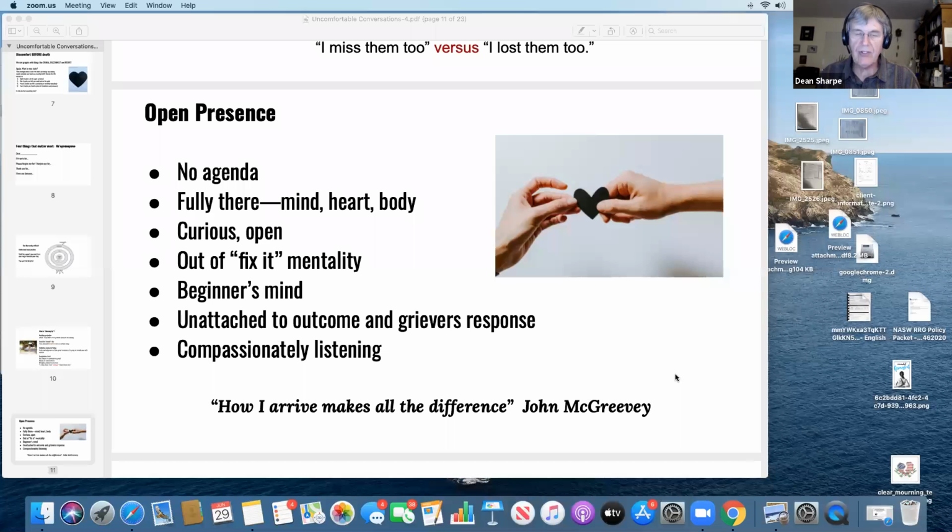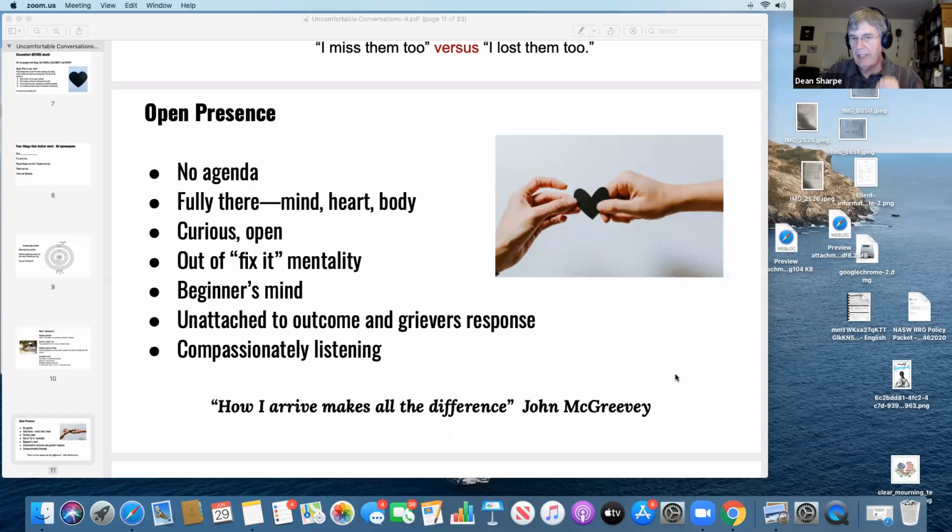Yeah, and I really want to stress that the compassionate listening part is an important part, but it is not primarily the most important part. The most important part is our presence. And so there is a slide that just talks about open presence, and you hear that a lot. And so I really want to parse it a bit.